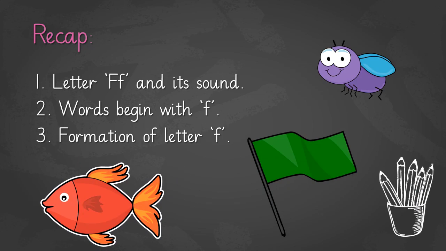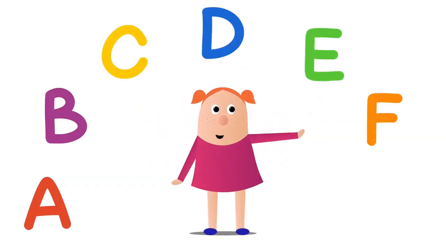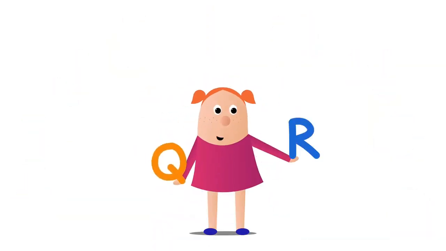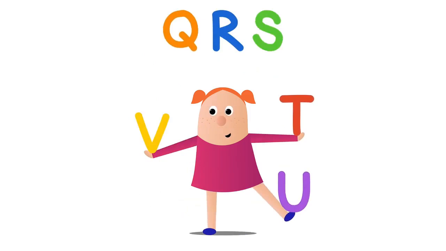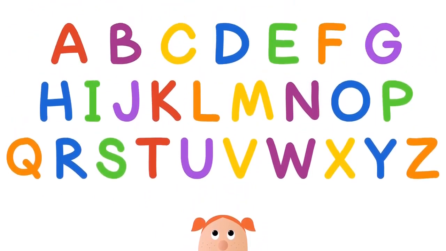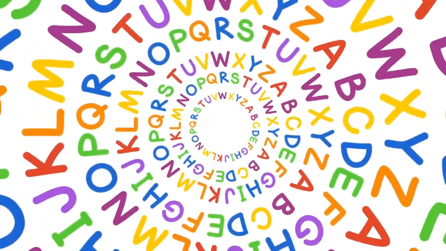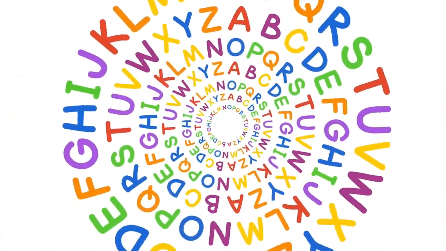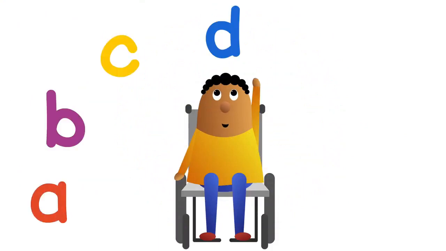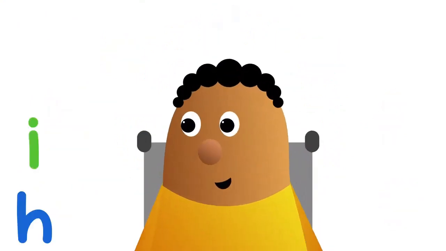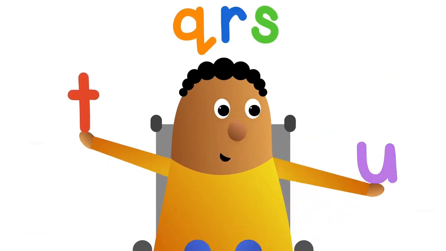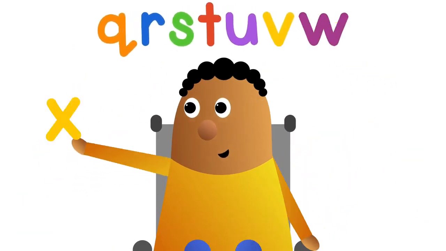Great job, everyone. A, B, C, D, E, F, G, H, I, J, K, L, M, N, O, P, Q, R, S, T, U, V, W, X, Y, and Z. Now I know my ABCs. Next time, won't you sing with me? A, B, C, D, E, F, G, H, I, J, K, L, M, N, O, P, Y and Z.